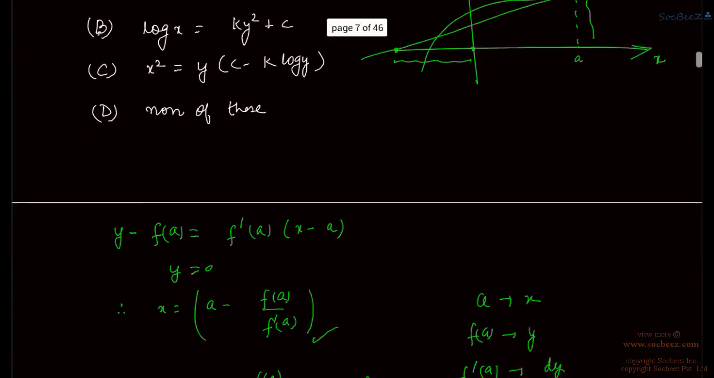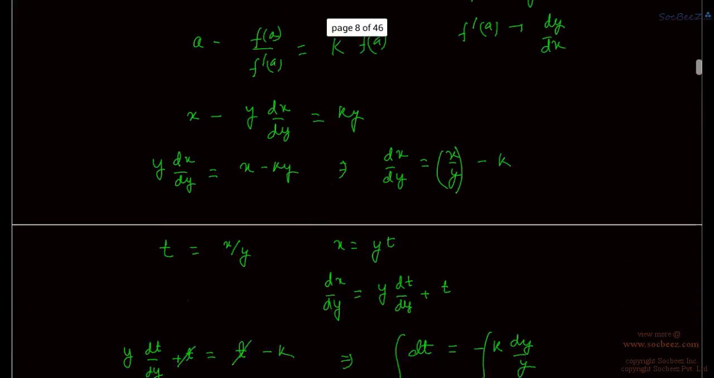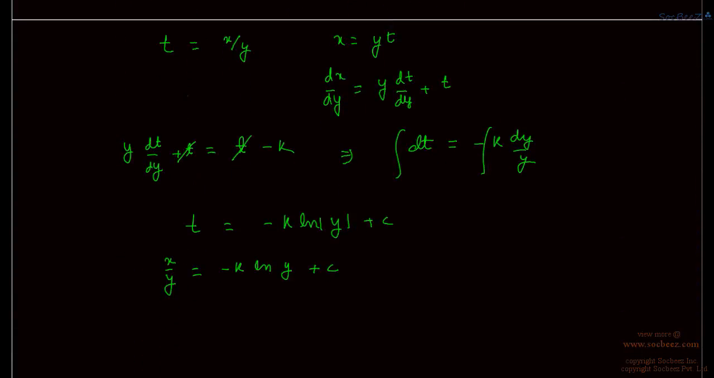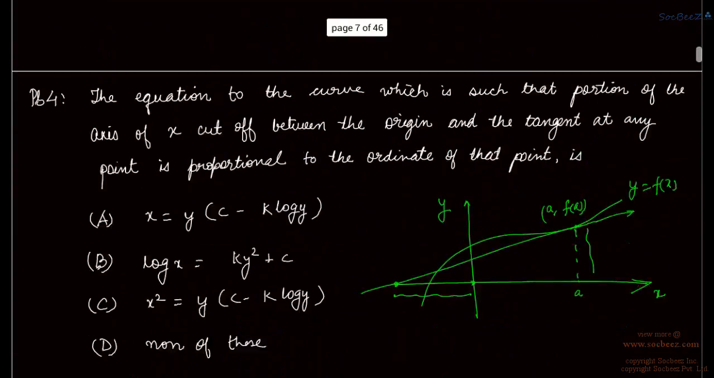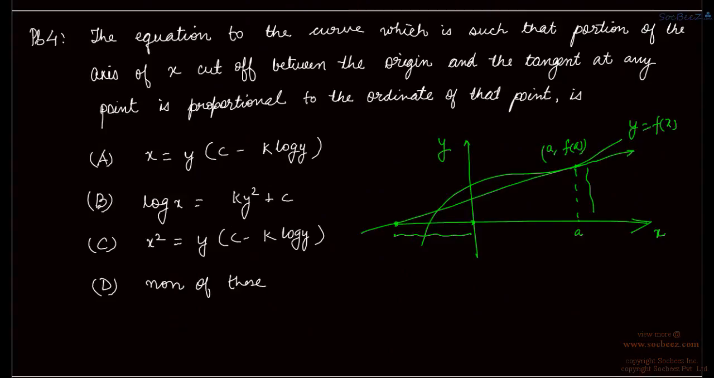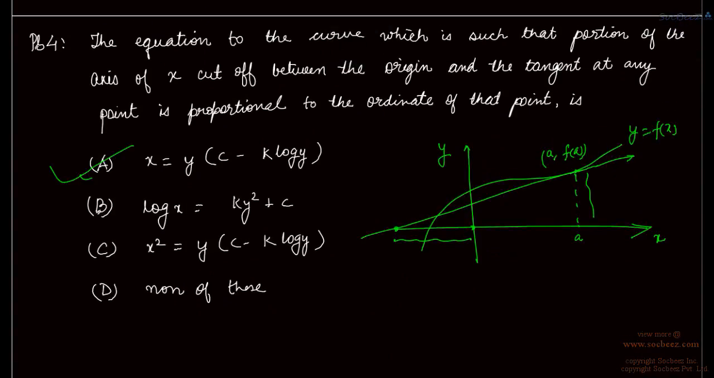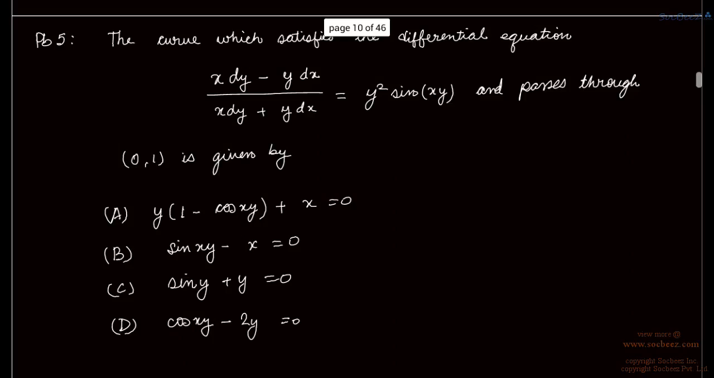So let us arrange the terms of our solution. We have x is equal to minus ky ln y plus cy, which is equal to minus y into (k ln y plus c). Okay, so from here we see that option A is correct. Okay, now moving to the next question.